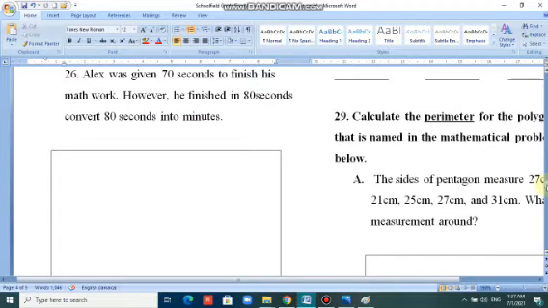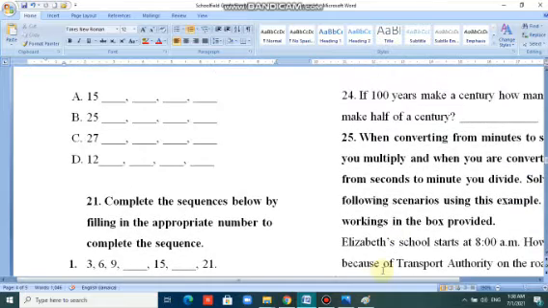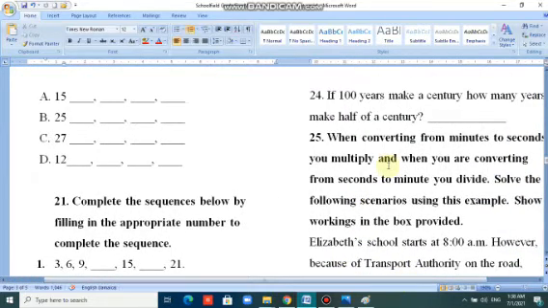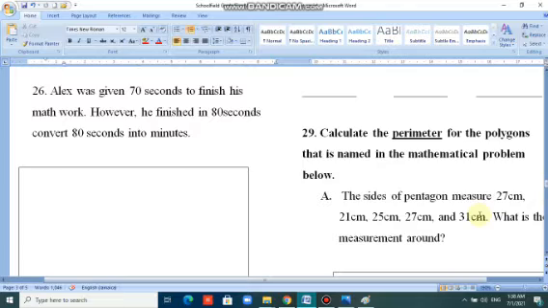Here now it says Alex was given 70 seconds to finish his math work. However, he finished in 80 seconds. They want to convert 80 seconds into minutes. The definition up here says when converting from minutes to seconds, you multiply, and when converting from seconds to minutes, you divide. So we are going to divide.